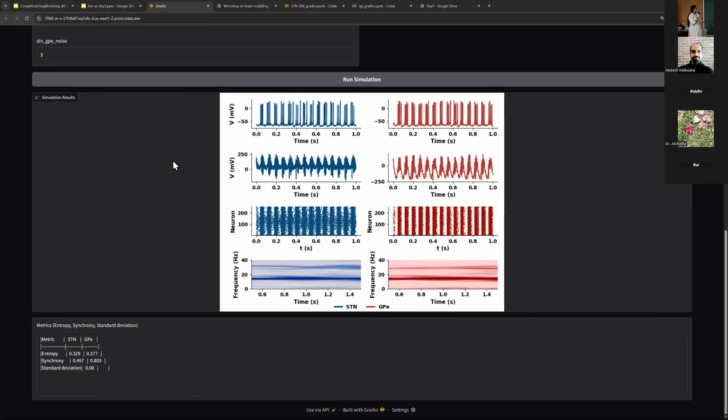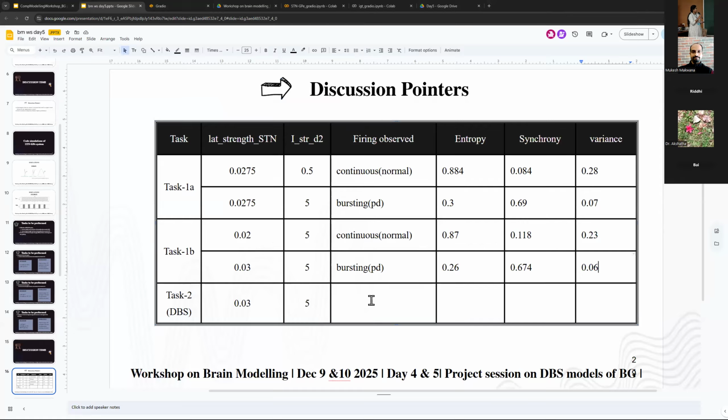I'll dictate the metrics. Just give it as PD DBS. It's not really bursting, not even continuous altogether. Entropy is 0.329. Synchrony is 0.45. And 0.08 is the variance.